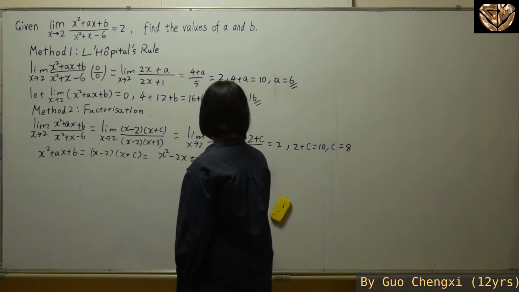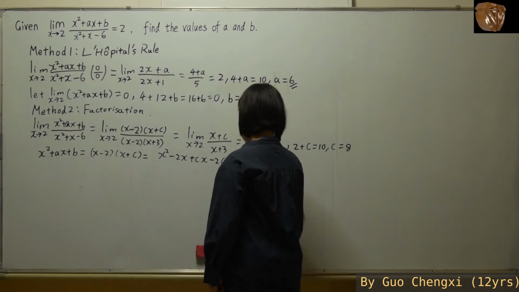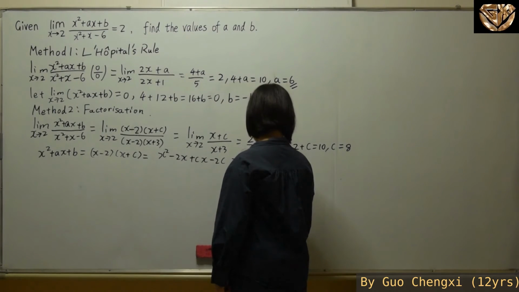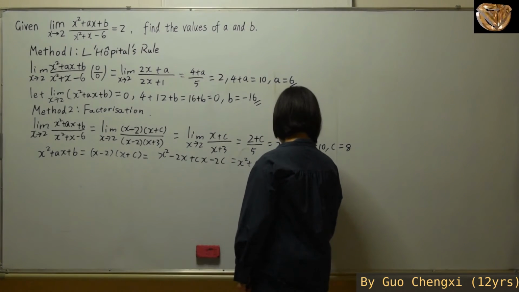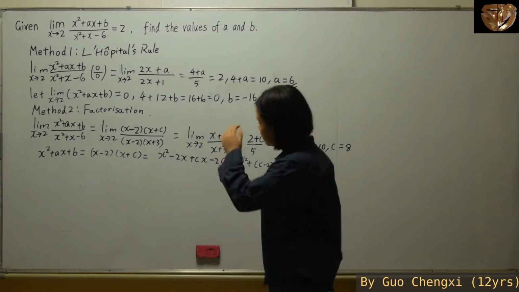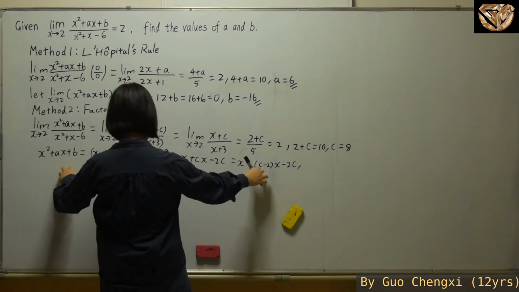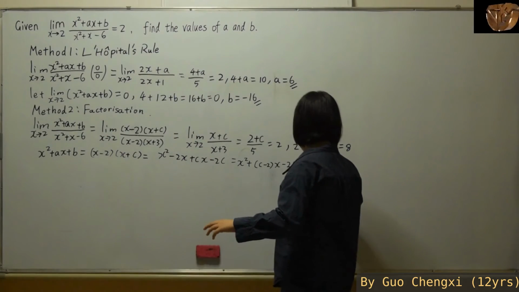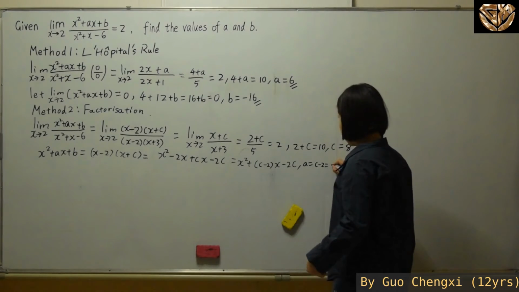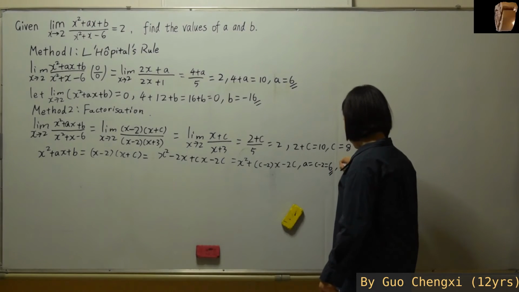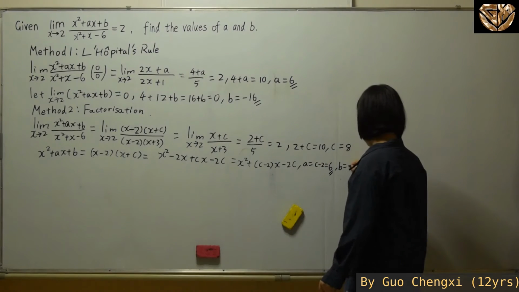If you put these two together, you can tell the coefficients are equal. So for this part, a is equal to c minus 2, which is 8 minus 2, which is 6, and then b is equal to negative 2c.